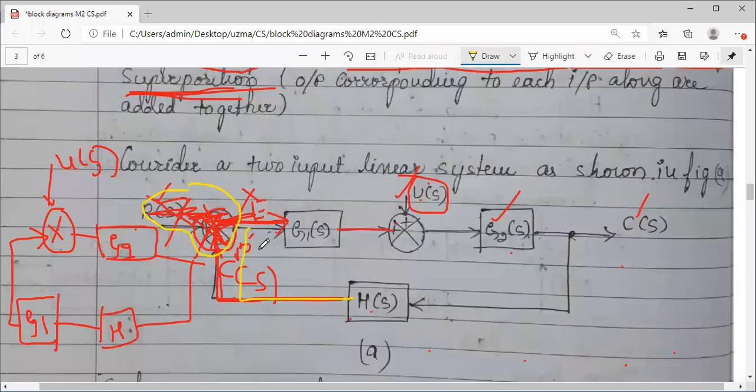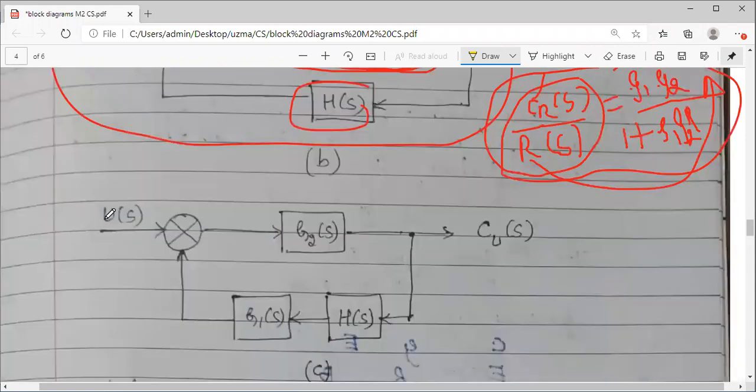Don't consider this part. Except this, the remaining has to be connected in this sense. Hope you understood this. This structure I have drawn neatly here. I have U of S, feedback gain H, which is directly connected to G1. There is no mixer here. This is how the system diagram will reduce. And as output, I am considering C U, the output due to the input U of S.